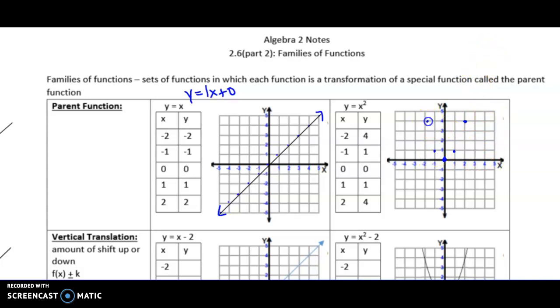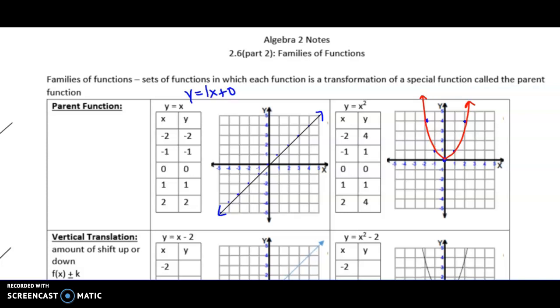This is the parent function of the quadratic. Again, we'll get into this. We'll use this a lot this year. This is kind of our go-to formula. Try that one again. There we go. Okay, so we're going to use these two functions with all of our different translations.